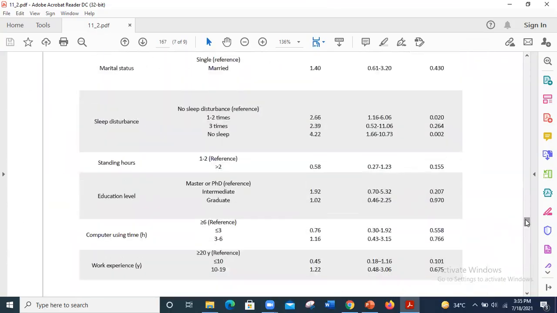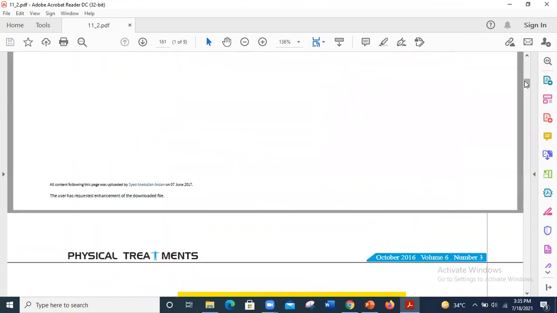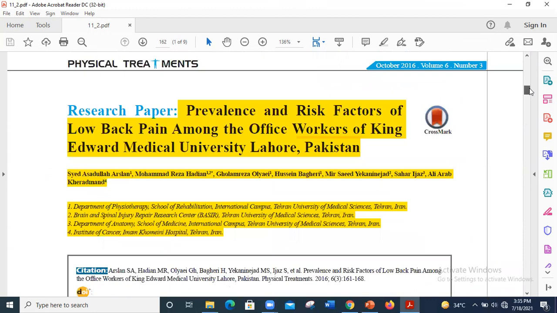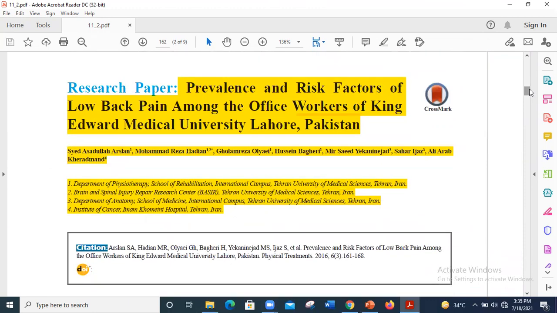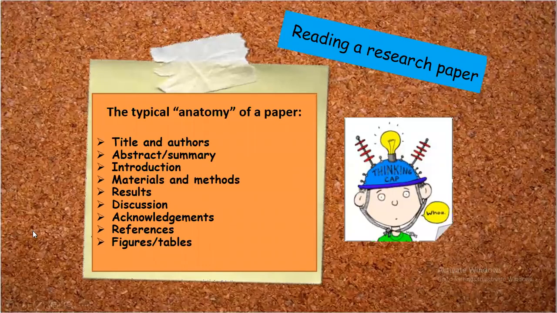This was all about how to read a research paper. Data mining, what a research paper is, how it looks, what the basic headings of a research paper are, what data you can extract from your research paper. We have discussed everything in detail. Okay, let's get back to the slides again.